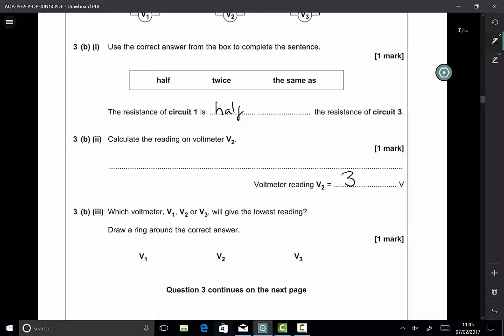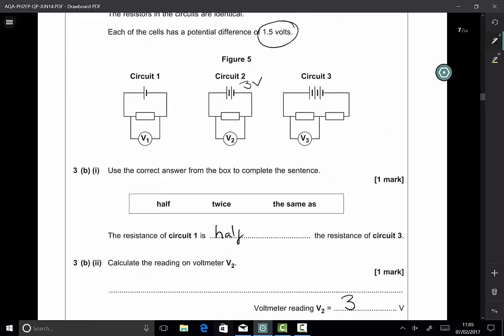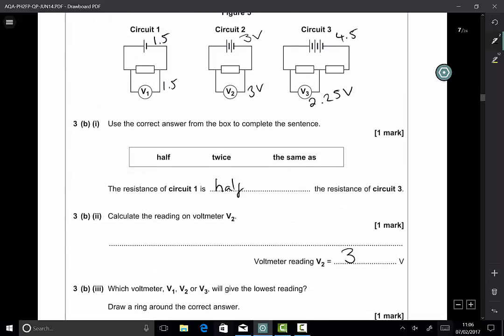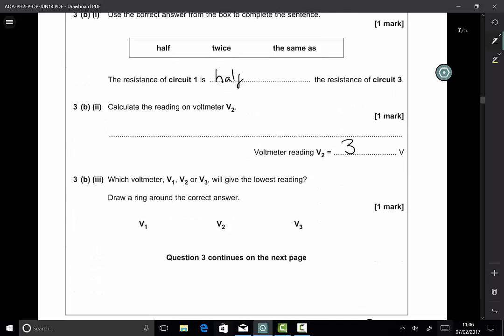Which voltmeter, V1, V2 or V3, will give the lowest reading? So here we've got 1.5 volts and 1 resistor, so that's going to be 1.5 volts as well. 3 volts and 3 volts. And here we've got 1, 2, 3, so that's 4.5 volts, but that's divided by 2 resistors, so that's going to be 2.25. So we were asked which one gives the lowest reading. That's going to be circuit 1.